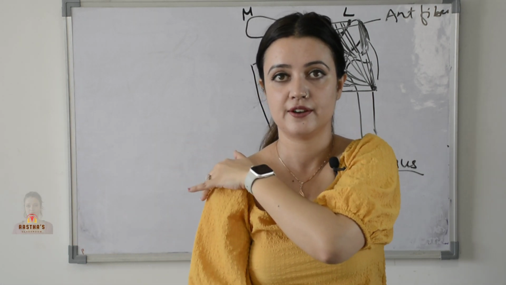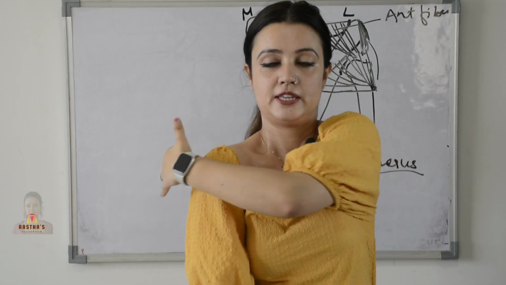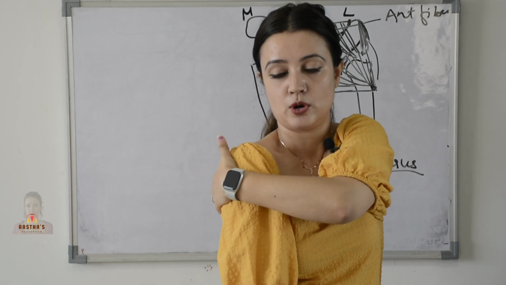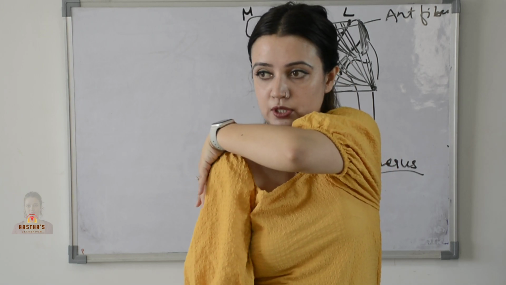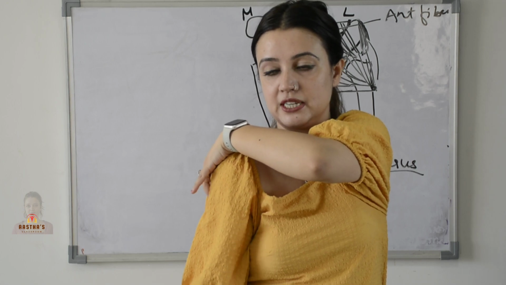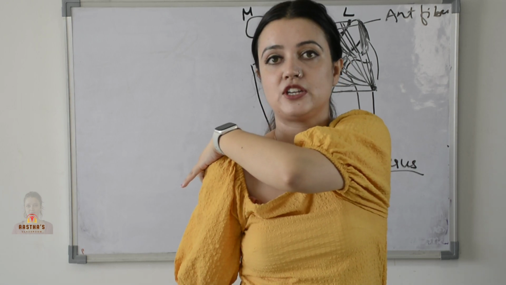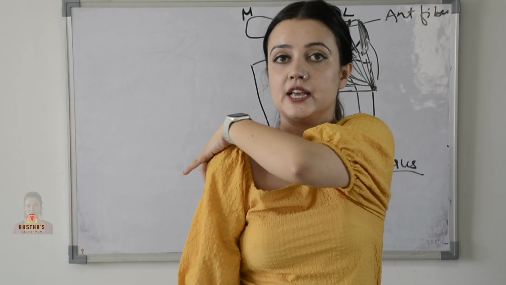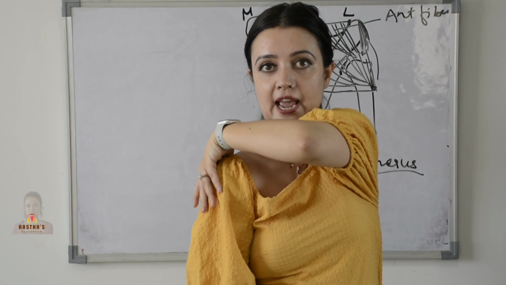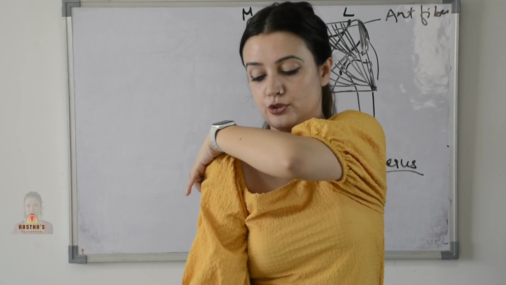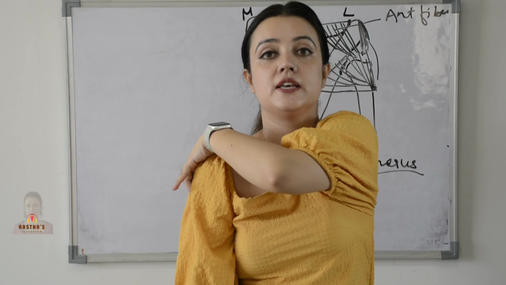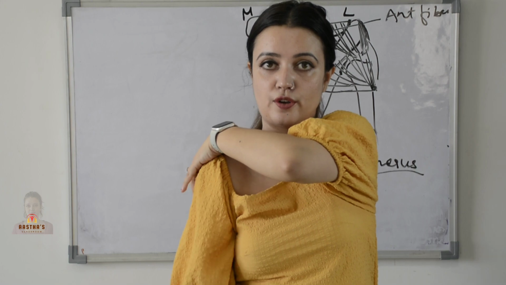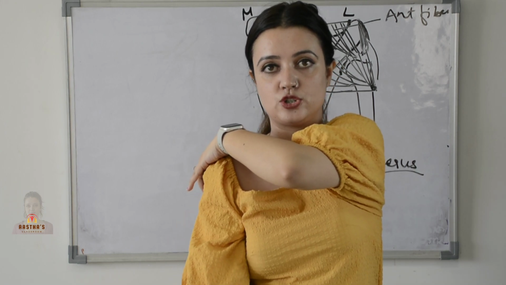Now coming to the posterior fiber of deltoid. Posterior fiber is present posteriorly, coming from the spinous process. So this fiber, when it contracts, pulls the humerus posteriorly. It causes posterior elevation of the humerus, which is nothing but extension of shoulder joint. It also pulls the humeral head laterally, causing lateral rotation of the shoulder joint. Hence, the posterior fiber of deltoid causes extension of shoulder joint and lateral rotation of shoulder joint.